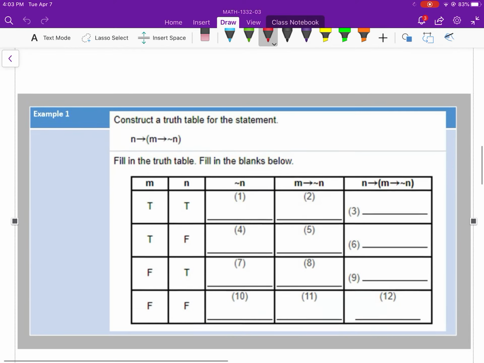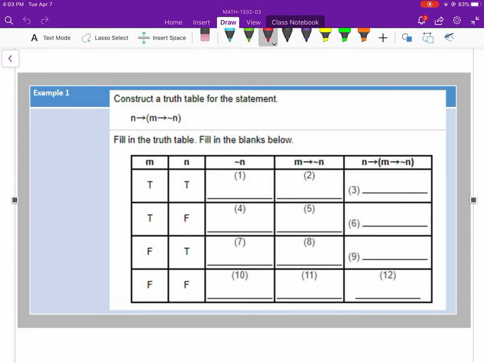All right, let's get into some examples here. Okay, all right, so we're going to construct a truth table for the statement: if M, then all of this must be true in the parentheses, okay? So the parentheses is important too. So this is if M, then not N, okay? So again, I mentioned in a previous lecture video to always make sure you take care of the negations and the parentheses first.